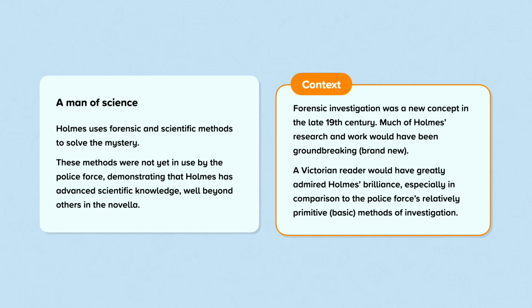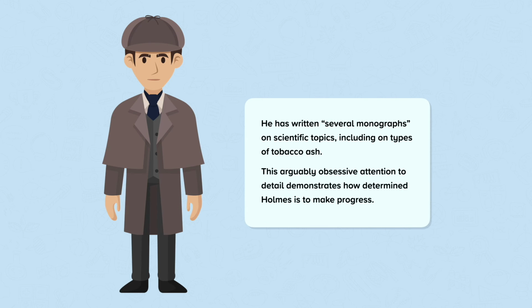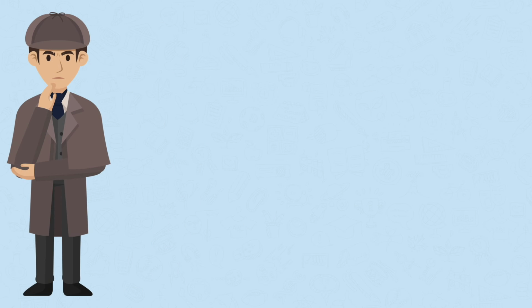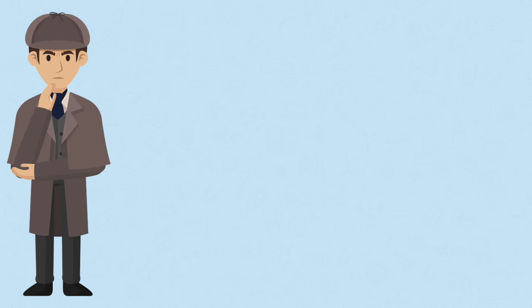methods of investigation. Holmes has written several monographs on scientific topics, including on types of tobacco ash. This arguably obsessive attention to detail demonstrates how determined Holmes is to make progress. Holmes is openly critical of people, such as Athelney Jones, who rely on guesswork instead of science, reasoning, and logic. Holmes feels his scientific methods are far superior.